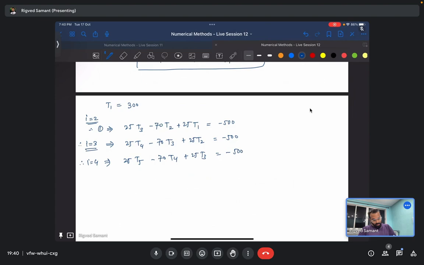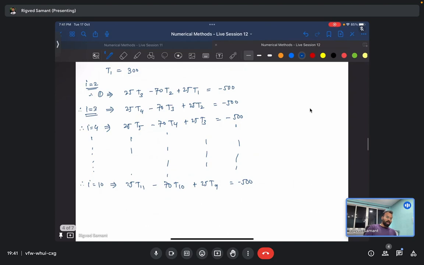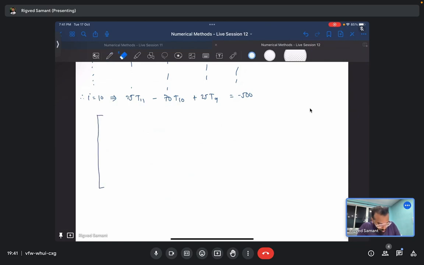So you get it, right? As you go along till i is equal to 10, you will get 25 T11 minus 70 T10 plus 25 T9 is equal to minus 500. So now you can write it in the matrix form. How would it be? What will be the first row? What will be the first element? 1, right?